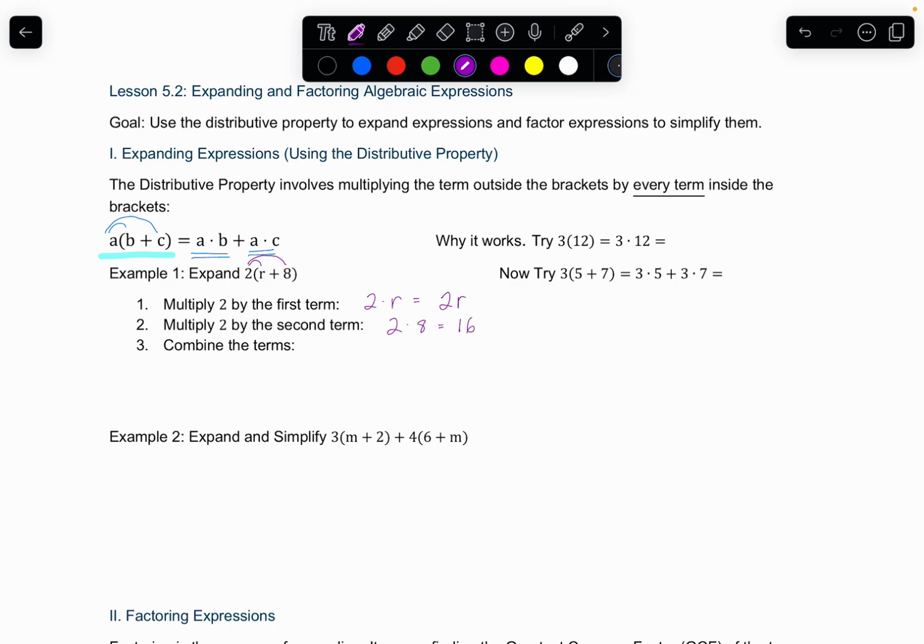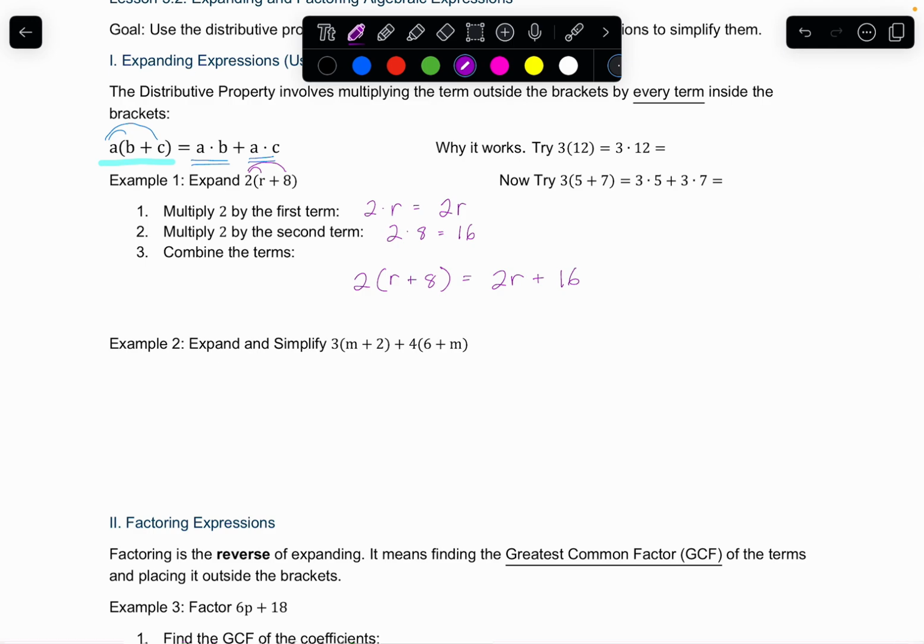Now we need to combine the terms. And when we do that, we get, I'll write out the whole thing, 2 times r plus 8 is equal to 2r plus 16. And this is our expression fully expanded. So this is 2 times, in brackets, r plus 8, expanded to 2r plus 16.